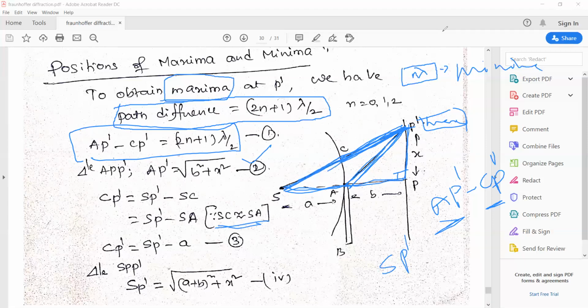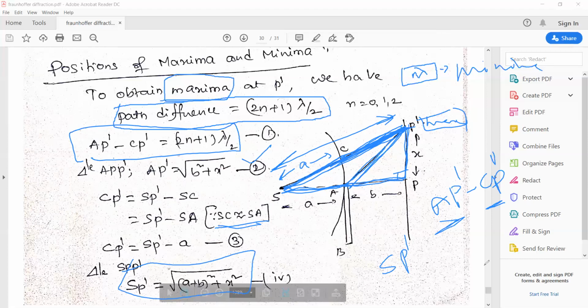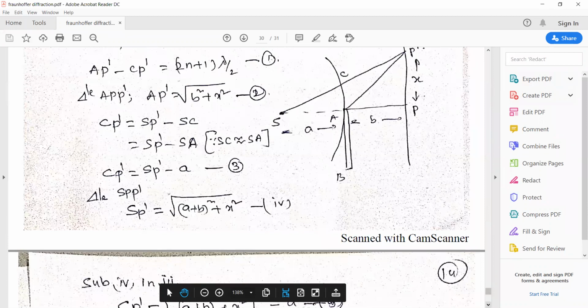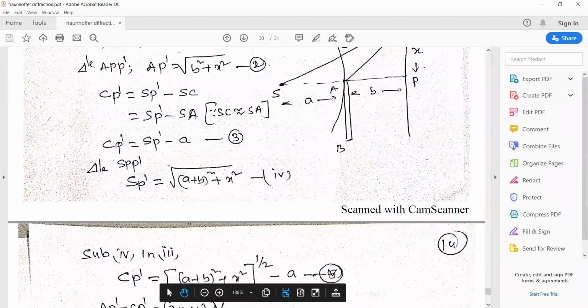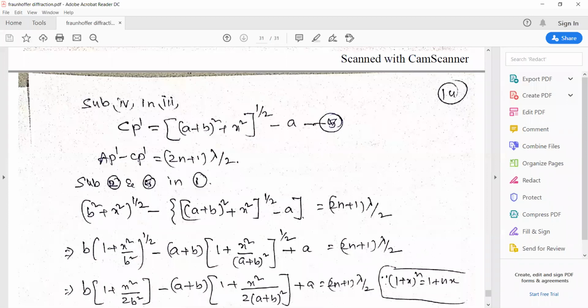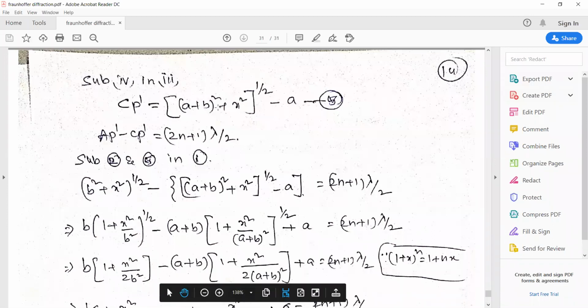So we know the SC value, which is a. If you know the complete distance, we can easily find CP dash. To find CP dash, I am assuming this right angle triangle SPP dash. SP dash will be the square root of (a plus b) whole square plus x square. So we got SP dash. To find CP dash, SP dash minus a, which is nothing but this equation: square root of (a plus b) whole square plus x square minus a. So we got CP dash and AP dash.